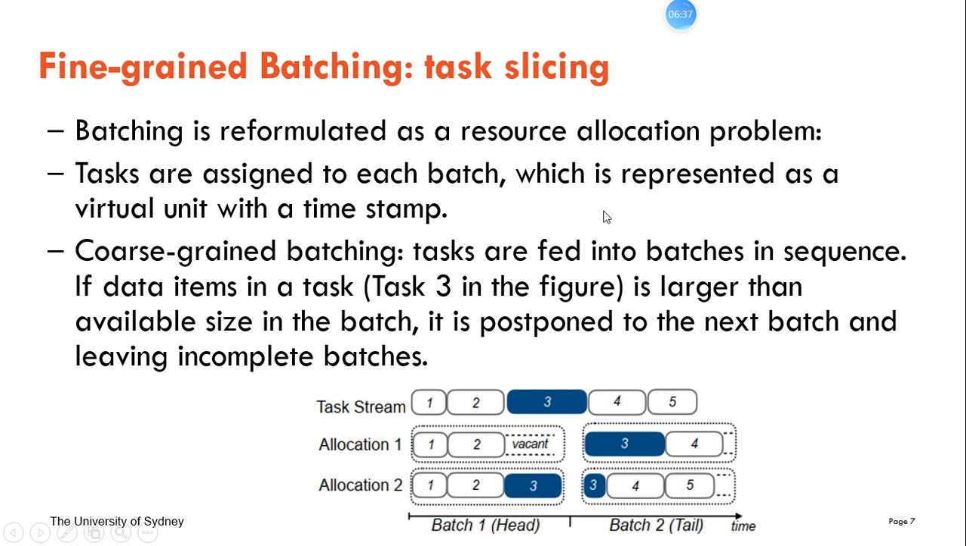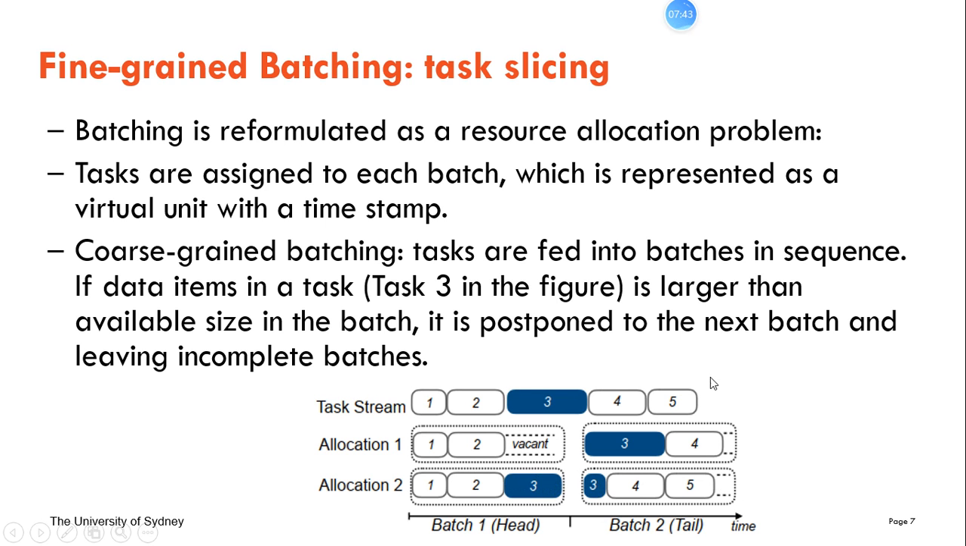So we'd like to give some details on our fine-grained batching first. Batching is formulated as a resource allocation problem as follows. Tasks will be assigned to batches, and a batch is represented as a virtual unit with a timestamp. In this graph, we show an example. Here we have the task stream with different sizes for each task. In allocation 1, the tasks are batched sequentially into each of the virtual units presented as the dashed circles. And in allocation 2, task 3 is sliced into 2 pieces. The first piece is fed into batch 1 and the second piece is fed into batch 2.